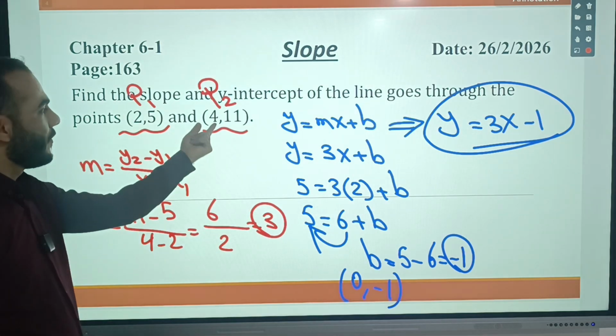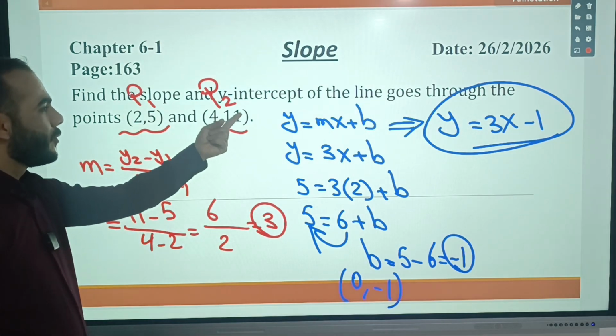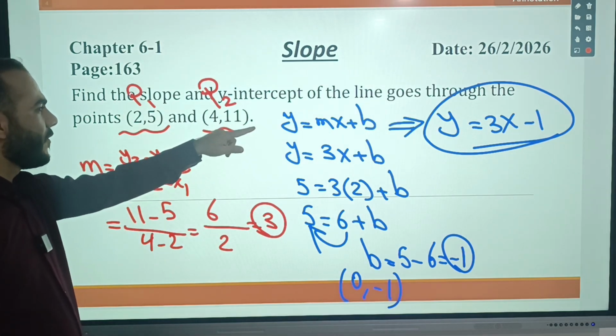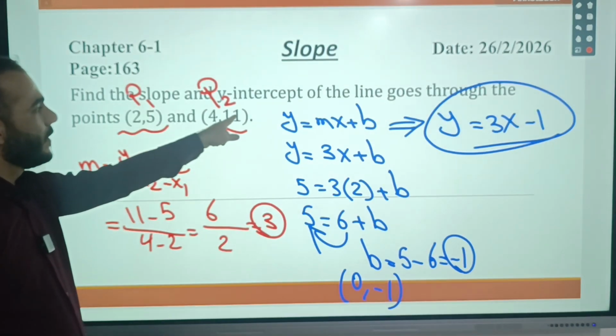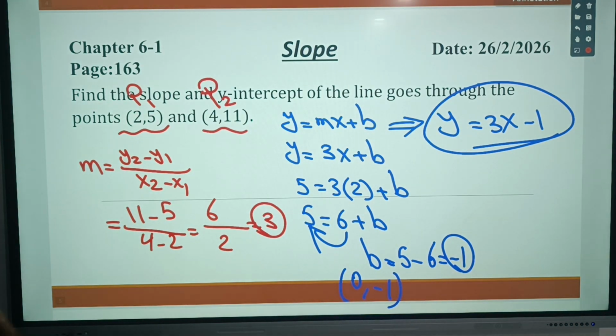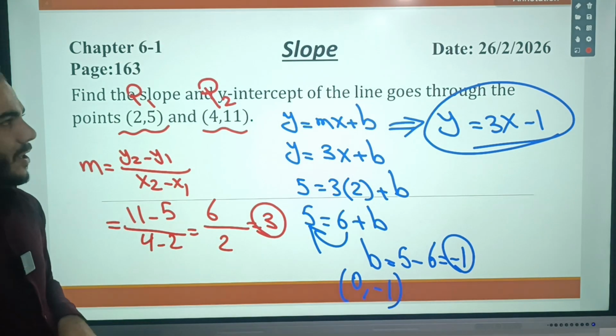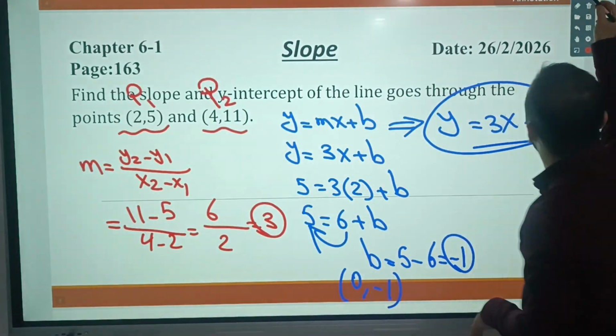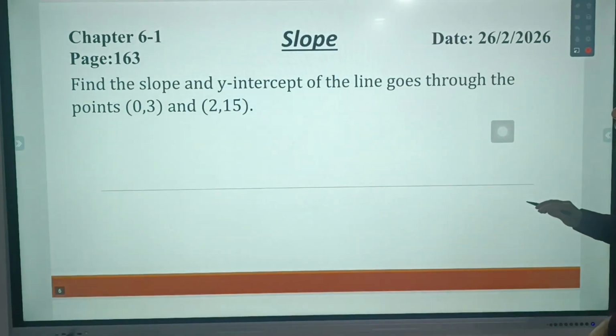Okay, we can just try whether it goes through the other point or not. Put 4 instead of x. 3 times 4 is 12, minus 1 is 11. So that means that our work is definitely correct. This is how to deal with such kinds of questions. I'm pretty sure we have more questions over here.